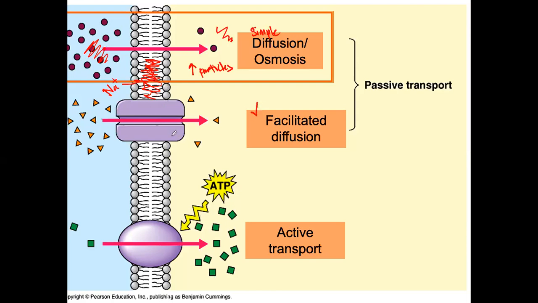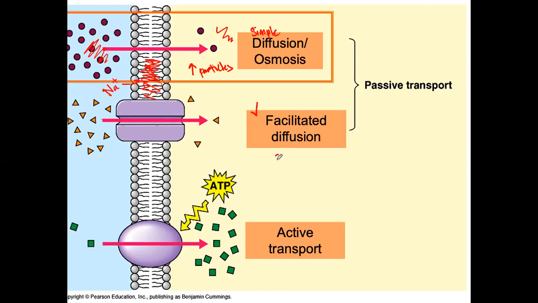So you think of a little carrier protein or a little transport protein helping. So this side has more glucose, this side has less glucose. Glucose is going to move down its concentration gradient using usually a carrier protein. So if we're talking about facilitated diffusion, there's different types.